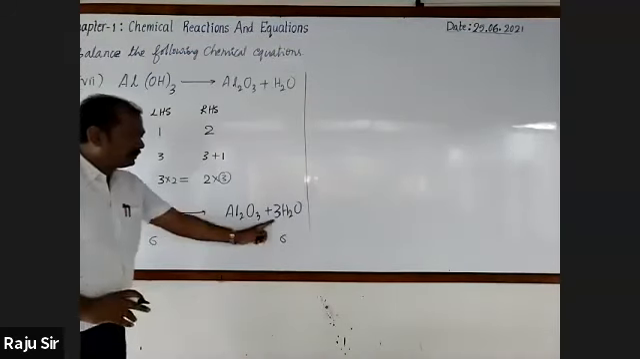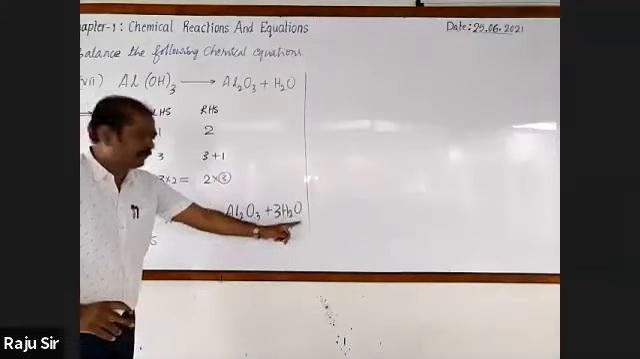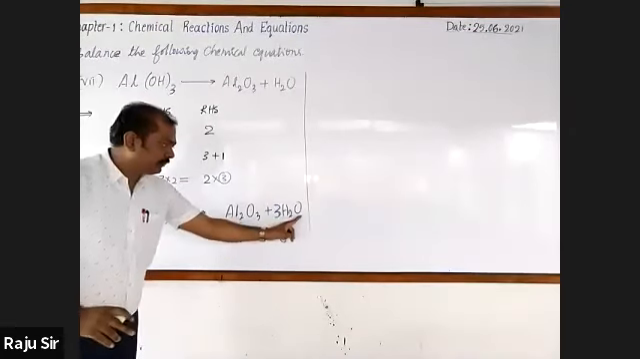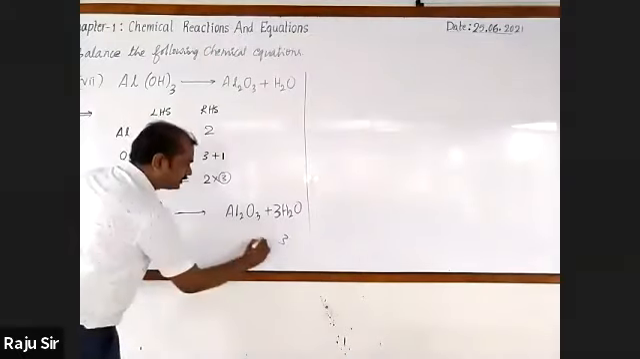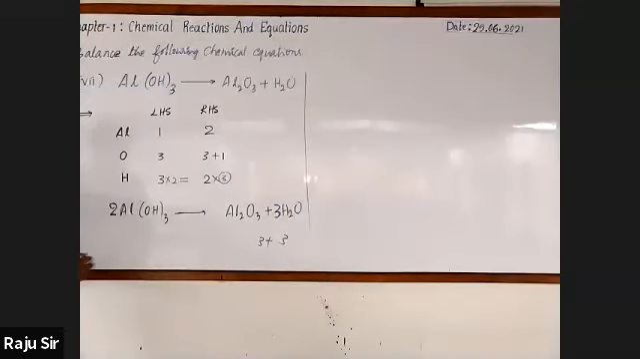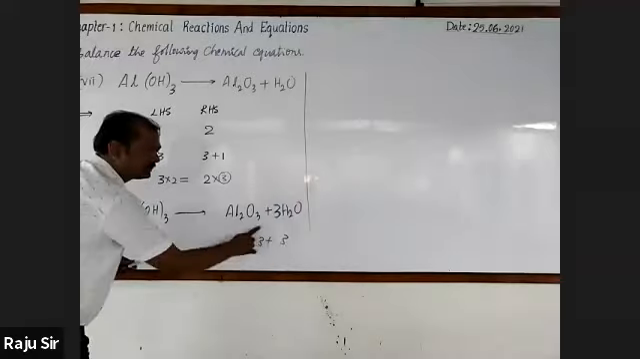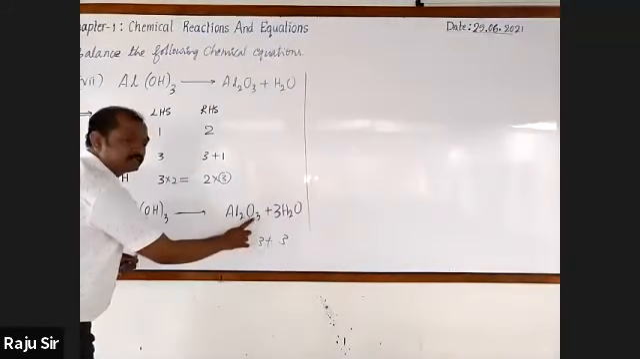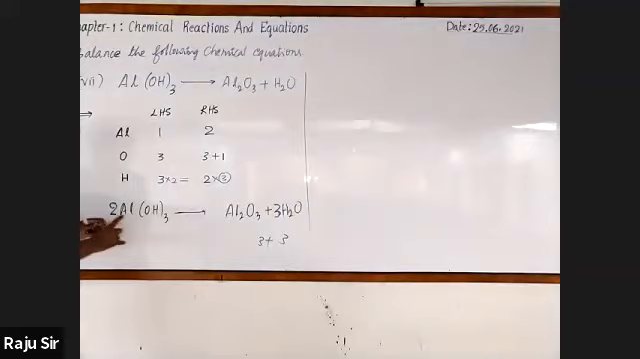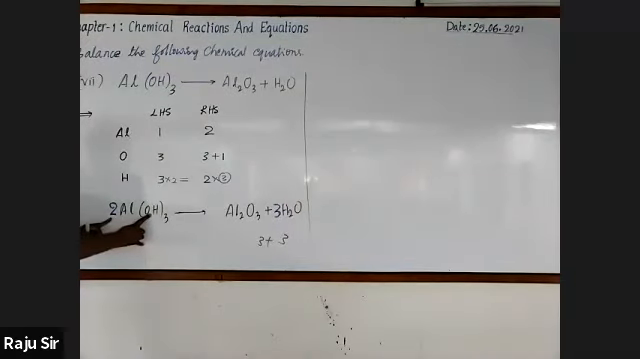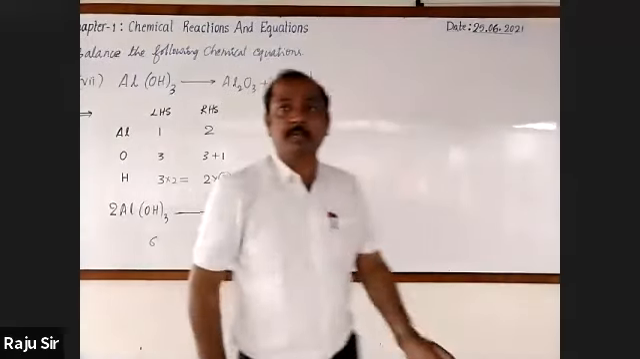Now, next one. As the hydrogen is balanced, go for oxygen. Here 3 ones are 3, here 3, 3 plus 3, 6. Balanced, sir. 3 plus 3, 6 atoms of oxygen. You count: 3 ones are 3, 3 twos are 6, 6 atoms of oxygen. And the next one is aluminum. Aluminum has 2 atoms, and this aluminum has 2 atoms. So this is the balanced chemical equation.